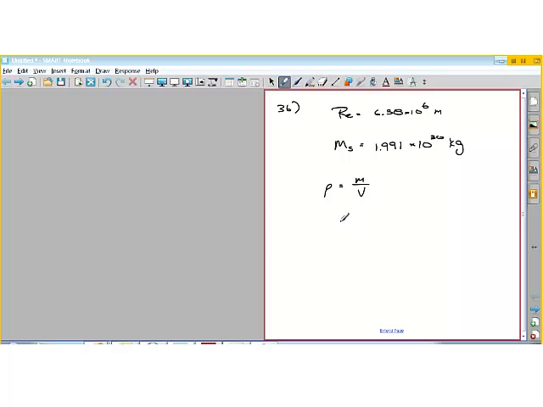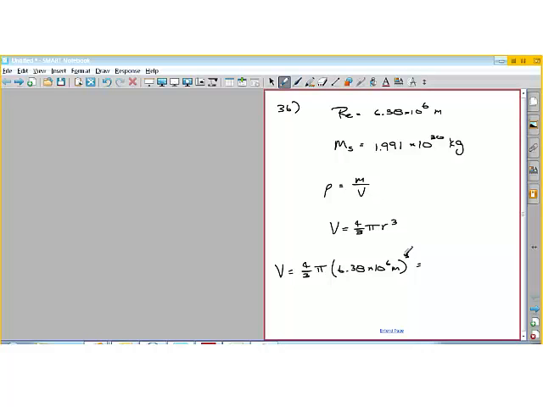Okay, so the density is mass per unit volume. Volume for a sphere is 4/3 pi r cubed. So let's go ahead and calculate the volume of the Sun. 4/3 pi times, in this case we're using the radius of the Earth, not the radius of the current Sun, because it's going to be much more dense. And we cube that.